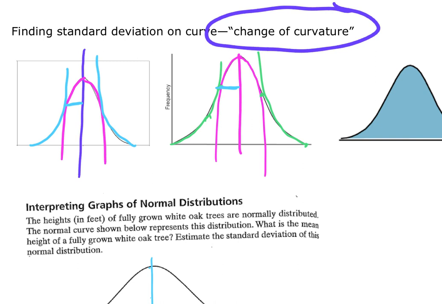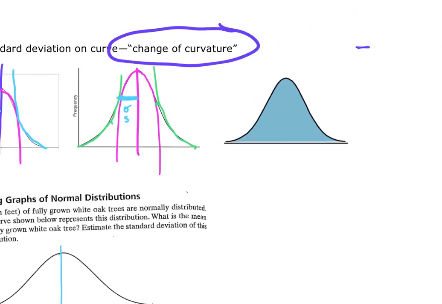So I'm going to want to see, when you draw in your standard deviation, you can either use a lowercase sigma or you can use an S. When you draw that in, you want to draw from a point on the outer curve to where the mean is. That's how you draw your standard deviation. Okay?